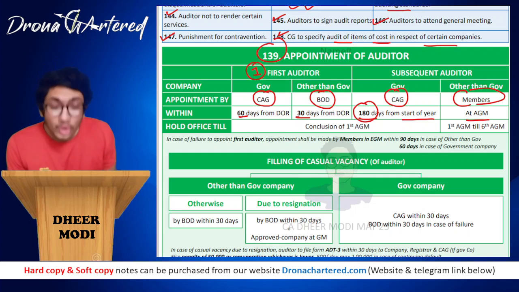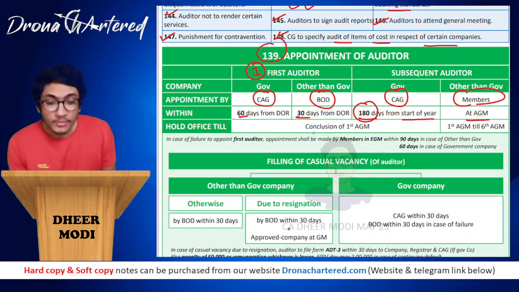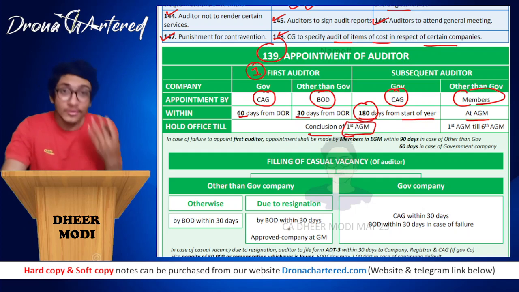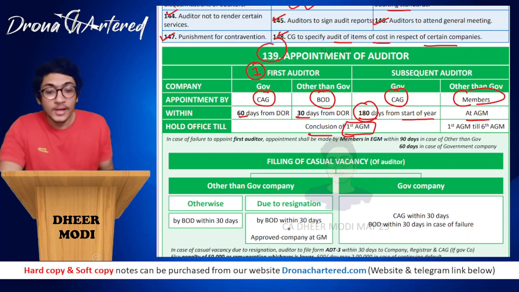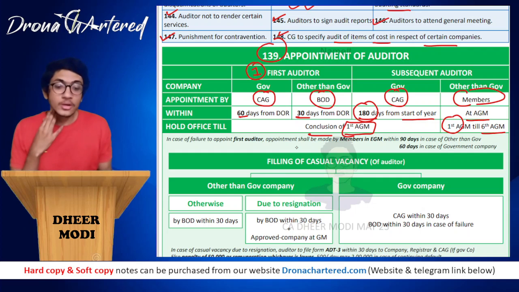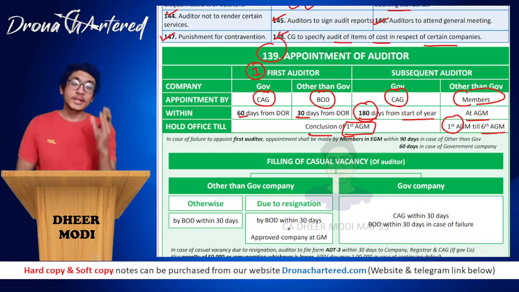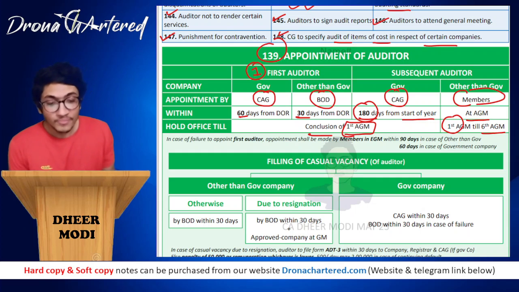Okay, now hold office till, for how long will my auditor hold office? So it will be from the conclusion of your first annual general meeting. That means when your first annual general meeting gets over, in case of the first auditor and subsequent auditor for government, it is conclusion of first AGM. However, for other than government, it is first AGM till sixth AGM. That means only and only till the first AGM will these persons be appointed. After that, it will be a tenure of 5 years.